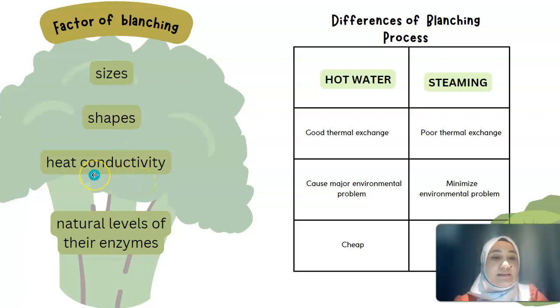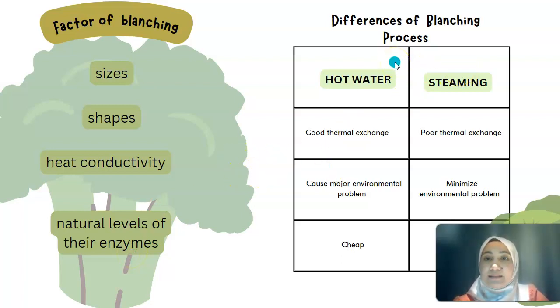Third one is heat conductivity. Heat conductivity actually depends on your samples, on your vegetables or your fruits. The value of heat conductivity of your sample can be found in any references. And lastly is the natural level of enzymes. The enzyme level also depends on the sample that you are going to use for the blanching process.